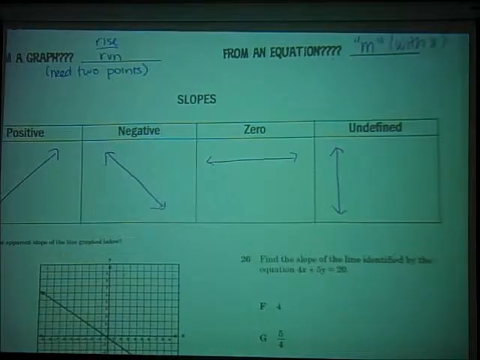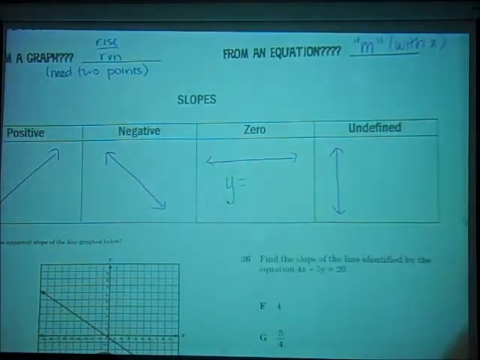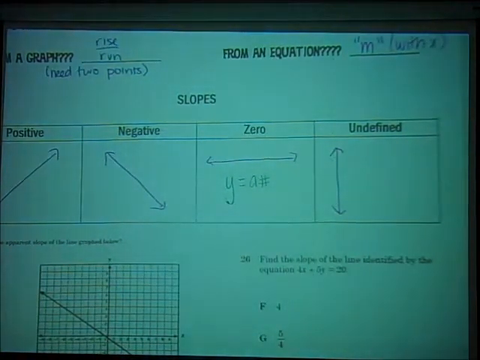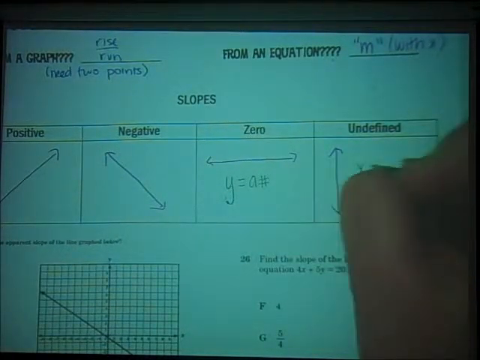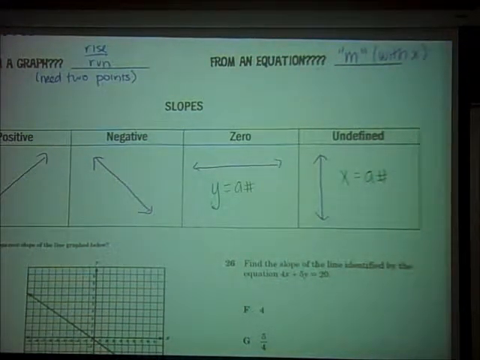Something I want you to remember is what the equation of a line with a slope of zero looks like and what the equation of an undefined slope looks like. So if it's zero, that means it's going to cross the y-axis, and the equation is y equals some number. It could be y equals 4, y equals negative a million, y equals 0.3. But if it's y equals a number, it's a zero slope. If it's an undefined slope, that means the equation is x equals a number. Again, it could be x equals 100, x equals a million, x equals negative 0.2. If it's x equals a number, the line is going to be vertical.